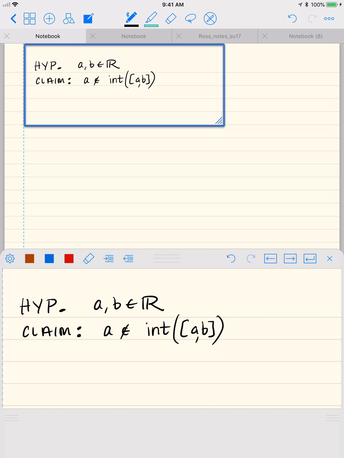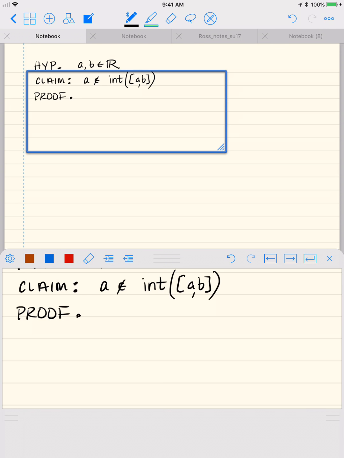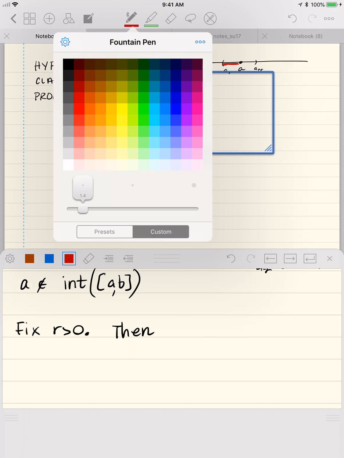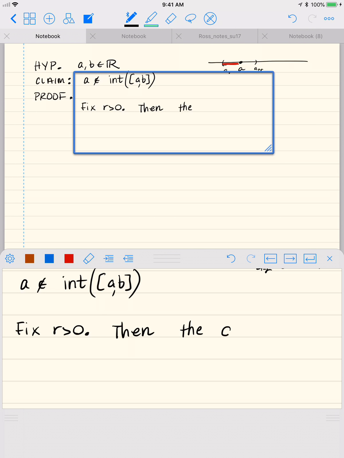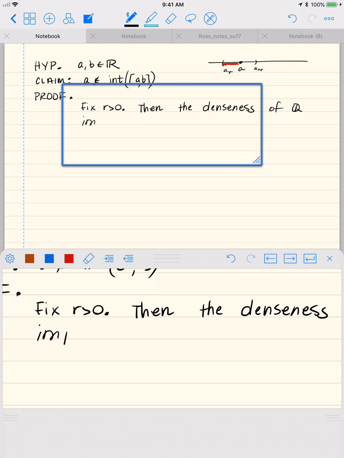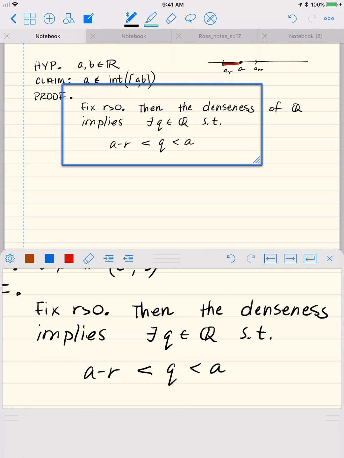Hypothesis is just that A and B are real numbers. And so here's our proof. Fix R greater than 0. Then, if we draw this, here's our A, and R is fixed. So we've got R plus A, R minus A. And what we want to say is, by the density of real numbers, there exists a Q in between A minus R and A. So Q is in between A and A minus R.